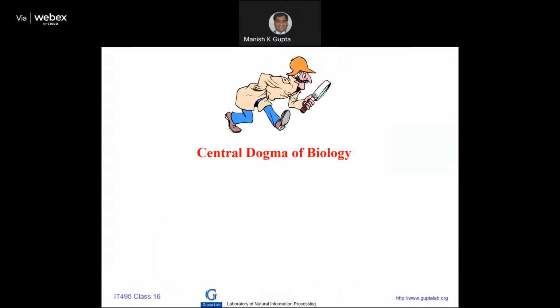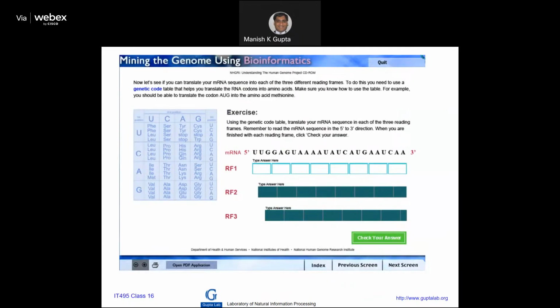Now, look at this example. Can you just write down all the reading frames? The example is this mRNA that has come. For your help, this table is there. The first reading frame will be what?